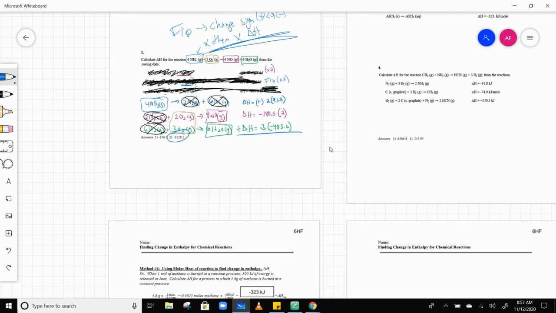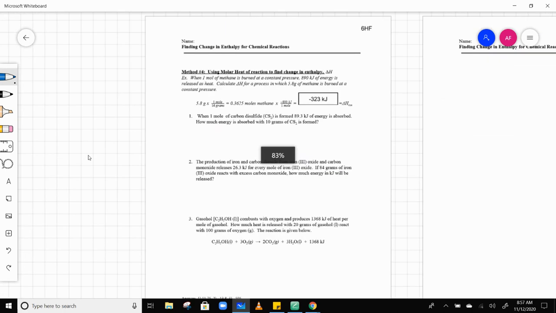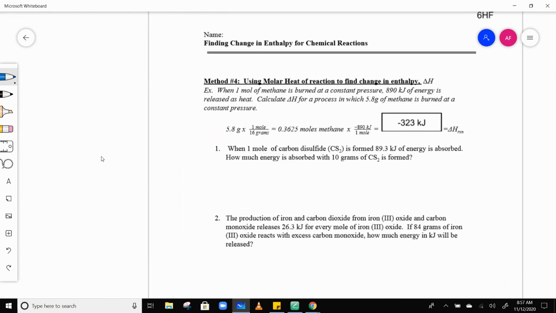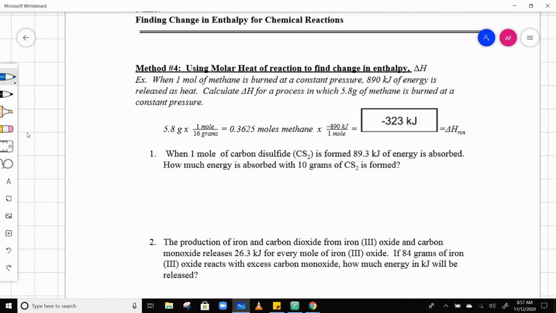Okay, so that's the third method. The last method is kind of like using stoichiometry to solve it. For example, when 1 mole of methane is burned at a constant pressure, 890 kilojoules of energy is released. Calculate the delta H for a process in which 5.8 grams of methane is burned.